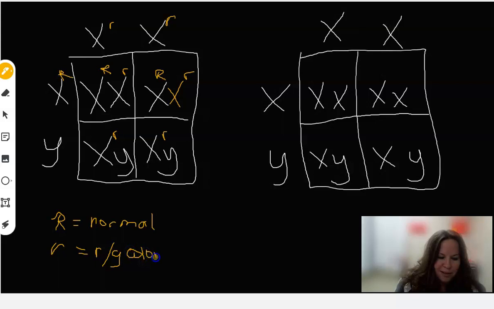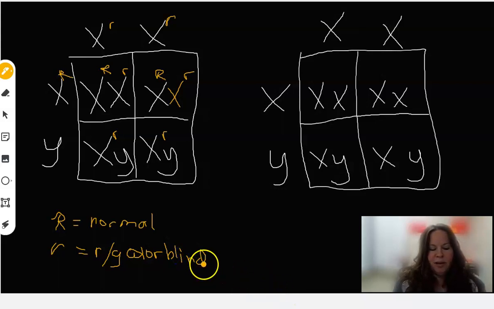Again, sorry, it's hard to write with a mouse. All right, so red-green colorblind is little r. So let's say that we have a female who can actually see red and green. So that's the case I would know. She would have definitely at least one big R. And then we have a male who can also see normal red and green. So I would know he has a big R here as well.